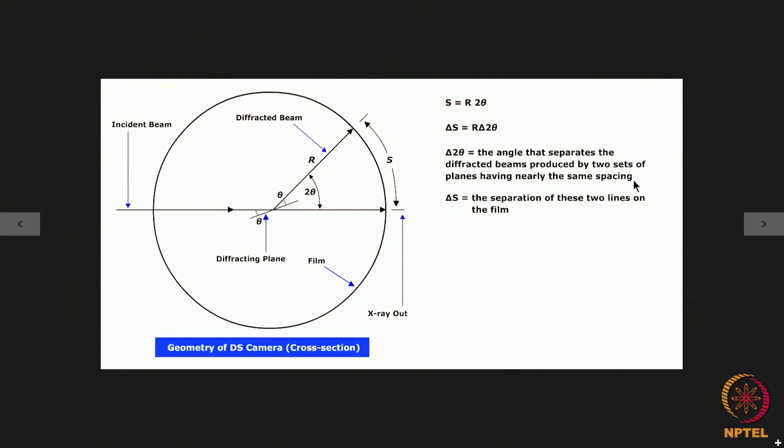Delta 2 theta is the angle that separates the diffracted beams produced by two sets of planes having nearly the same spacing. In this case, say you have the diffracted beam from this plane having the interplanar distance d1 over here, and if you have another plane d2 very close to it, maybe this line will be somewhere here very close to it. So, delta theta you can calculate from the position of the two diffracted lines. And what is delta S? This is the separation of these two lines on the film. For one set of planes, this is where the diffracted radiation intercepts, and the other one intercepts very close to it, and that distance is delta S.